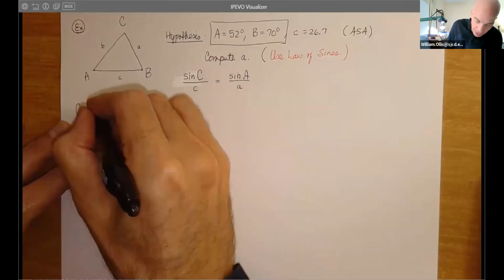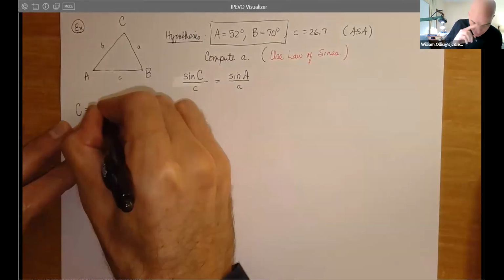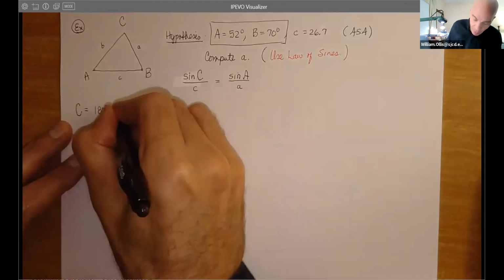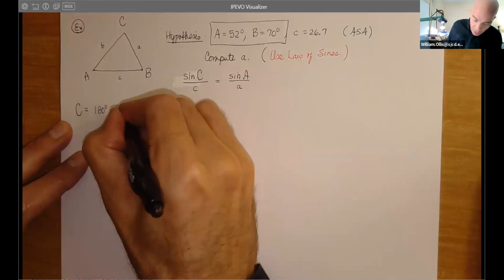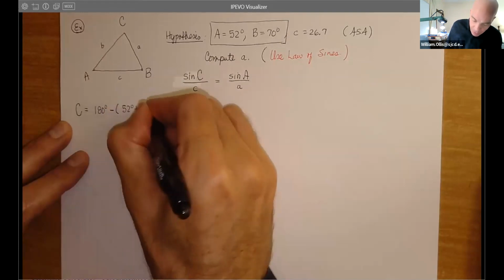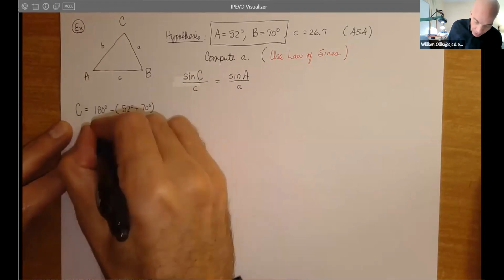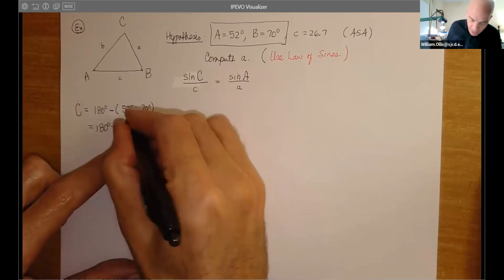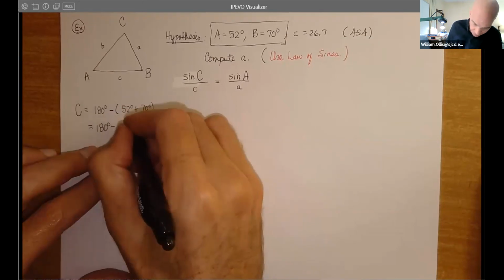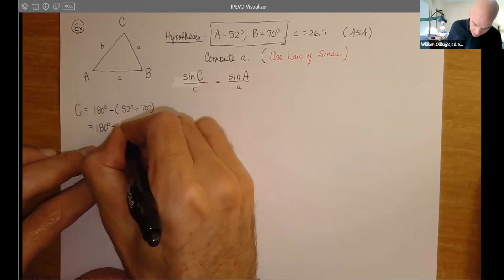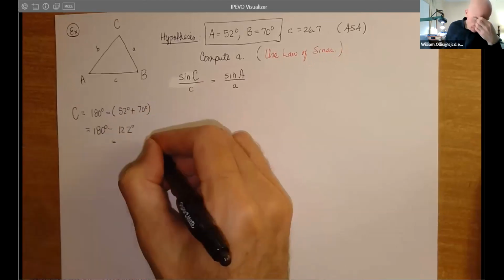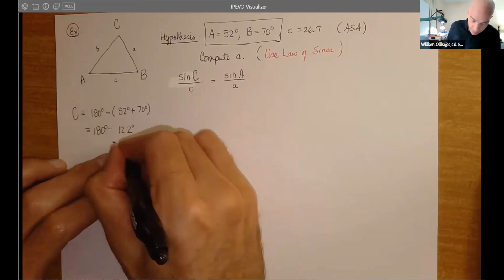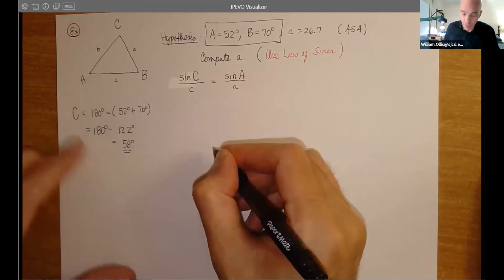So we're going to say C from this part. The actual angle C will be 180 degrees. We'll use degrees here just to remind us that that's what we're working with. And then we have 52 degrees plus 70 degrees. So we have 180 minus 122. So 120 from 180 is what? 60. And then if we subtract 2, that gives us 58 degrees. So angle C is 58 degrees.